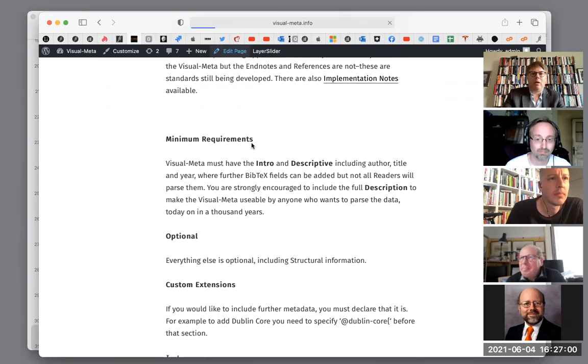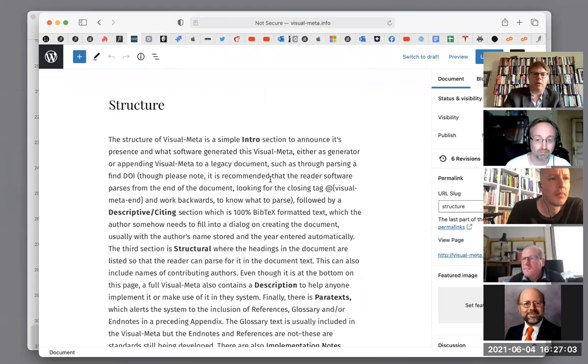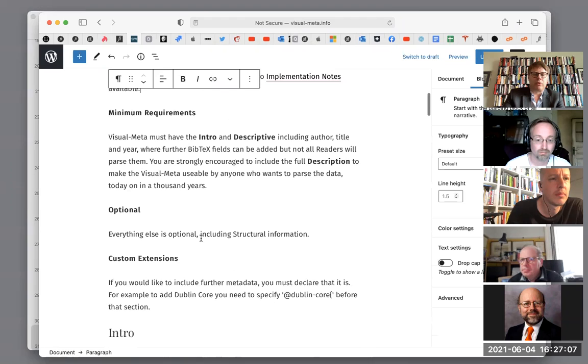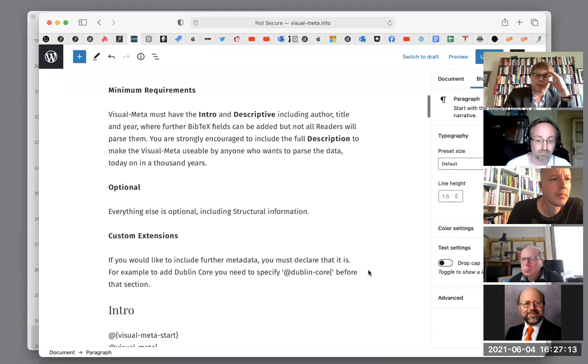Good. I'm not sure if you heard, Peter, but I suggested that today we focus on these three blocks: minimum requirements, optional, and custom extensions. And the key is really for me to listen to you guys and write down what should be there.